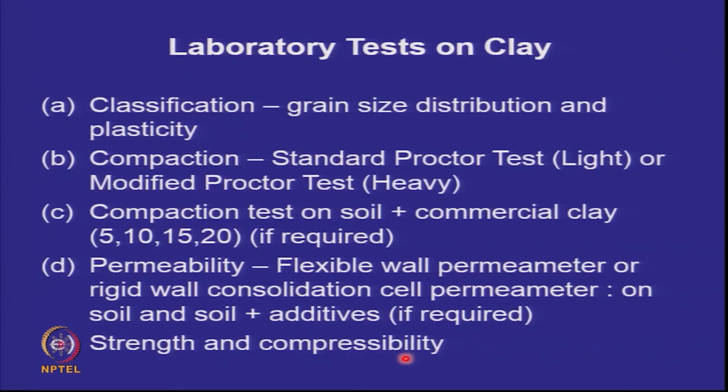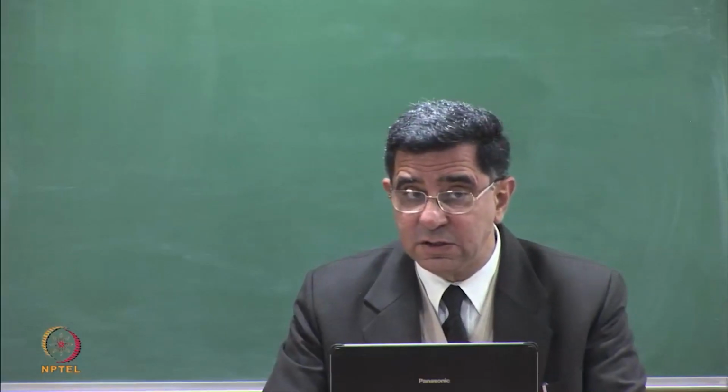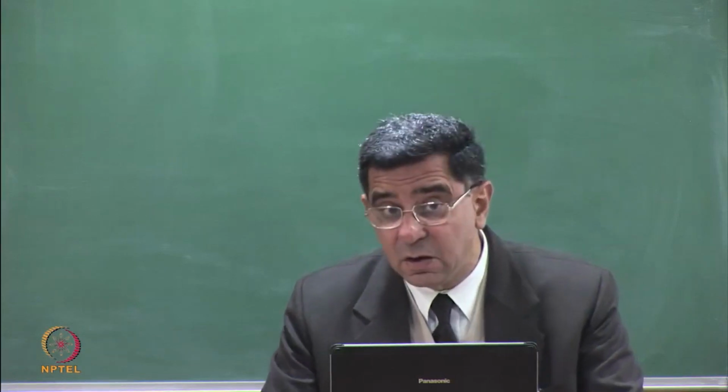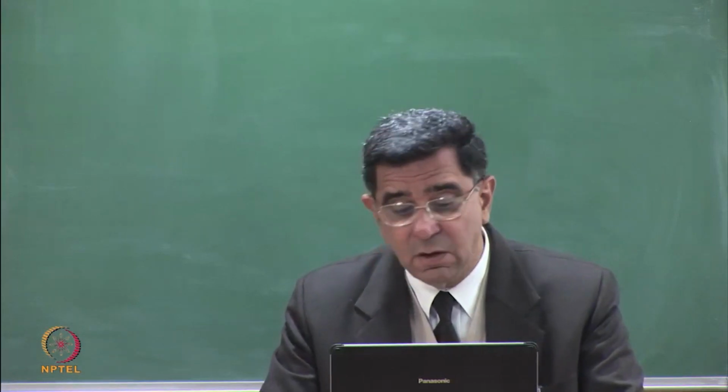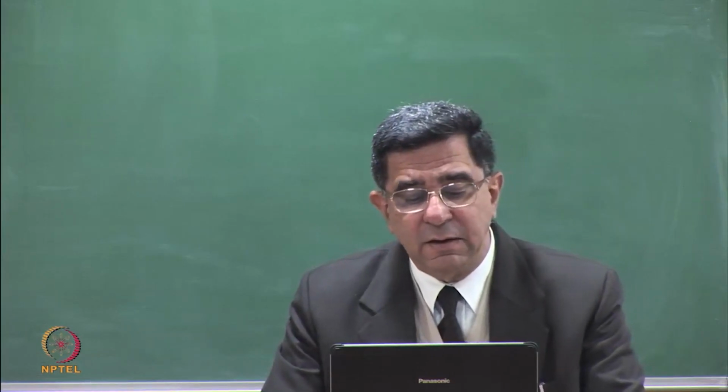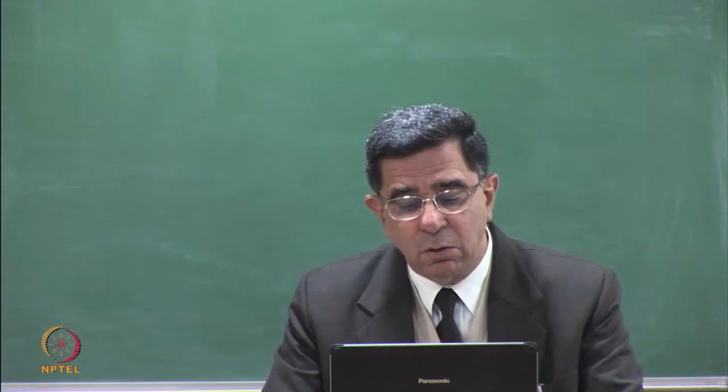So we look at this a little more carefully, and after that we can do strength and compressibility. Now here a word is used, flexible wall permeameter, which we have not used in the undergraduate class, and a rigid wall consolidation cell permeameter. Most of us have done the consolidation test, and we can get the permeability from the consolidation test either indirectly by computing CV, coefficient of consolidation, or directly by permeating the water. So we are going to look at these two a little more closely.